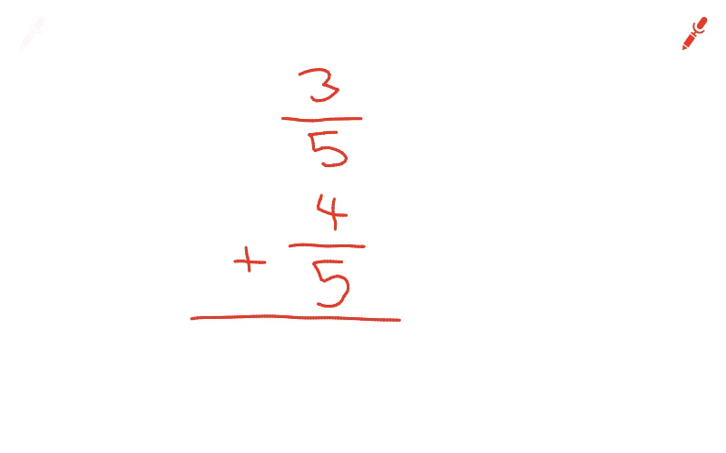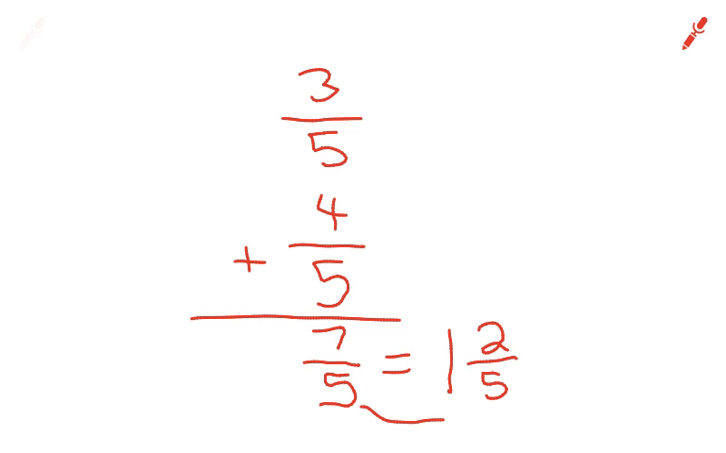Next one. 3/5 plus 4/5. 3 plus 4, we get 7. So our answer is 7/5. That is an improper fraction because the bigger number is on the top. How many times does 5 go into 7? It goes in 1 time with 2 left over. And then our bottom number stays the same. That's already reduced. It can't become any smaller, so our answer is 1 2/5.